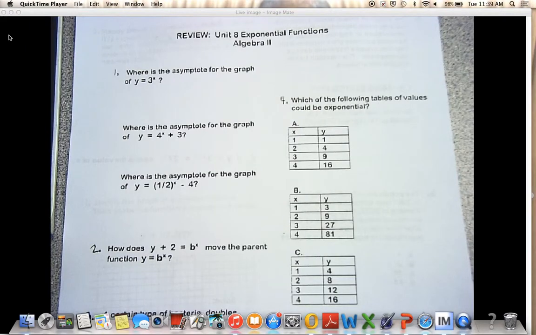So as far as the review goes, the first thing they're going to talk about is just the asymptote. It says, where is the asymptote for the graph y equals 3 to the x? Remember, an asymptote is a line that your graph approaches but does not cross. The easiest way for you to probably find it is just put y equals 3 to the x. Let's just put that in your calculators.